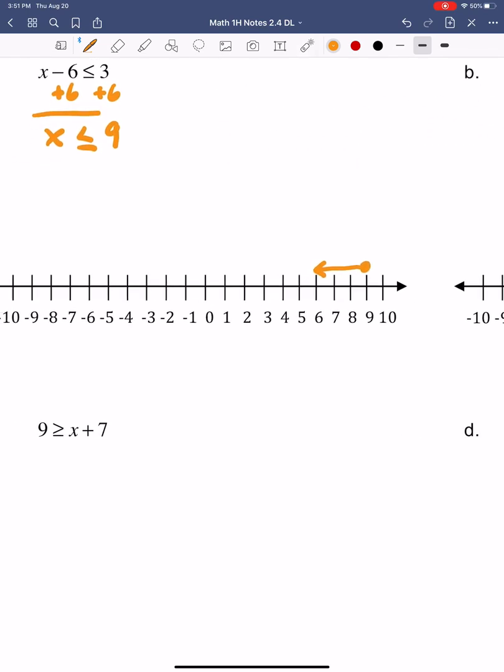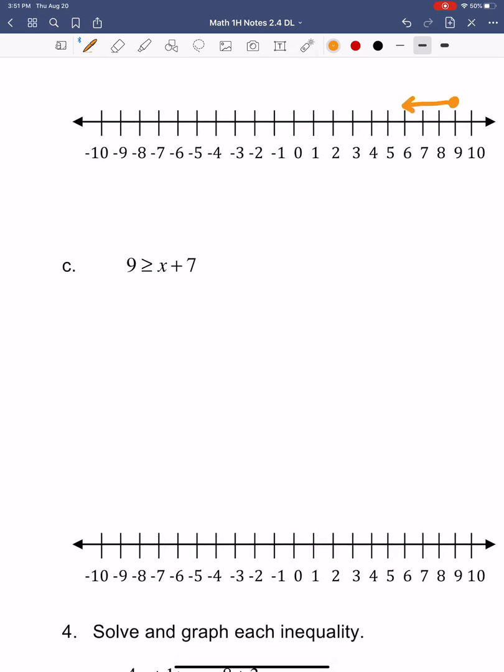We'll keep moving. Same idea here, get x by itself, so I'm going to subtract 7. I get 2 is greater than or equal to x. Or I can flip this thing all the way around. So I could rewrite this as x is less than or equal to 2. I just flipped the whole thing around, including the inequality symbol. And now I have x is less than or equal to 2, so I'm going to put a closed circle at 2, less than to the left, and we end up with that graph.